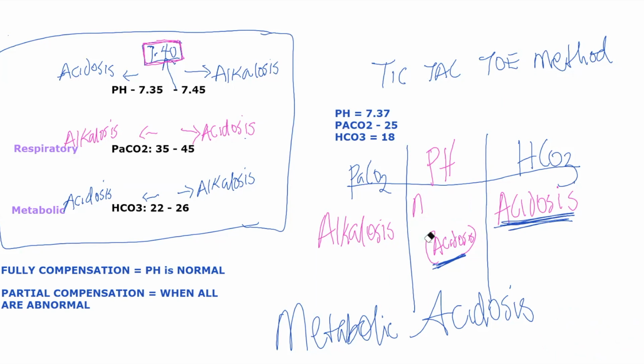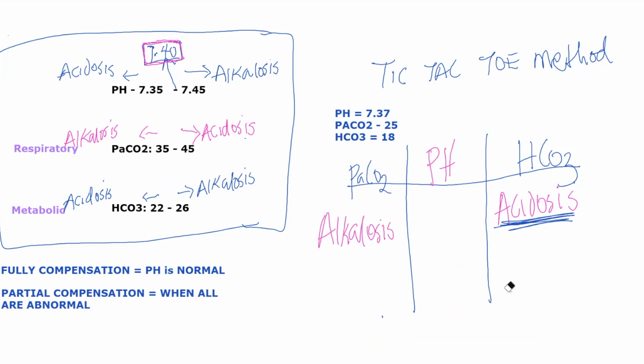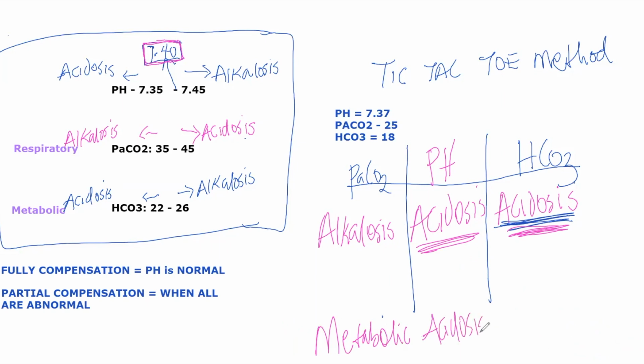So if I have the situation whereby my pH were acidosis also over here, again, it's matching up with my HCO3, so I still have a metabolic acidosis going on, but I actually have a partial compensation. I told you when they are all abnormal, you have a partial compensation. PaCO2 right now is alkalotic. It's not within its normal range. pH right now is acidosis. It's not within its normal range. HCO3 right now is acidotic. It's not within its normal range.